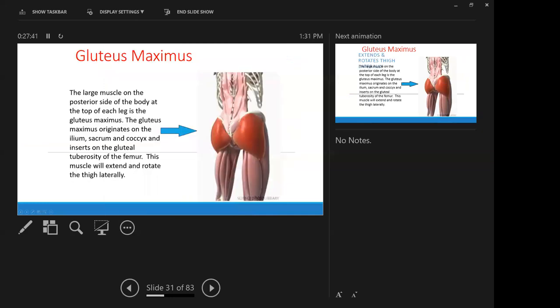Okay, now there's the gluteus maximus. There's the iliac crest right there. The gluteus medius is located in this area here. You tend to avoid trying to give an injection right in here.